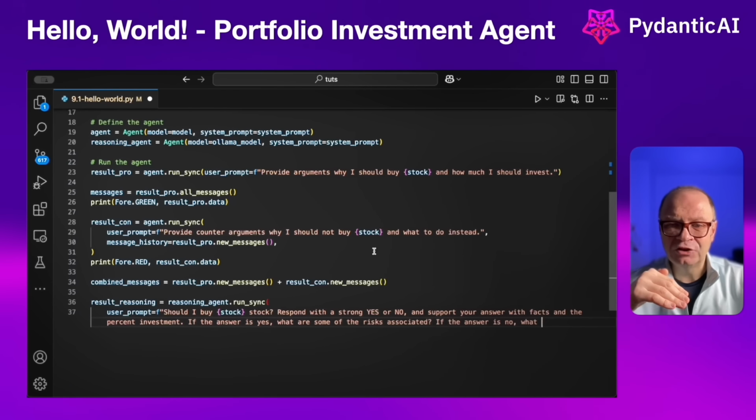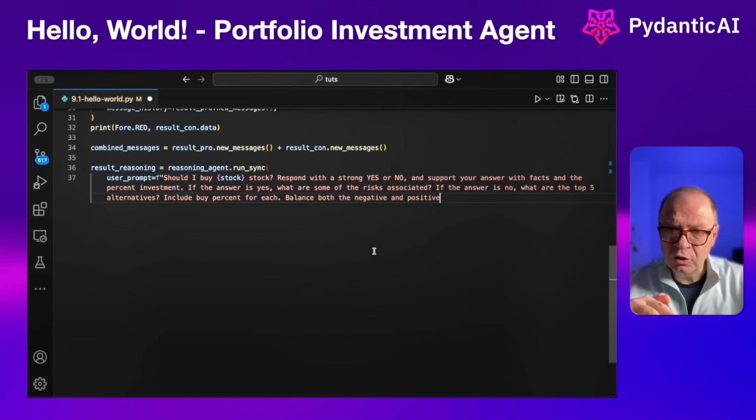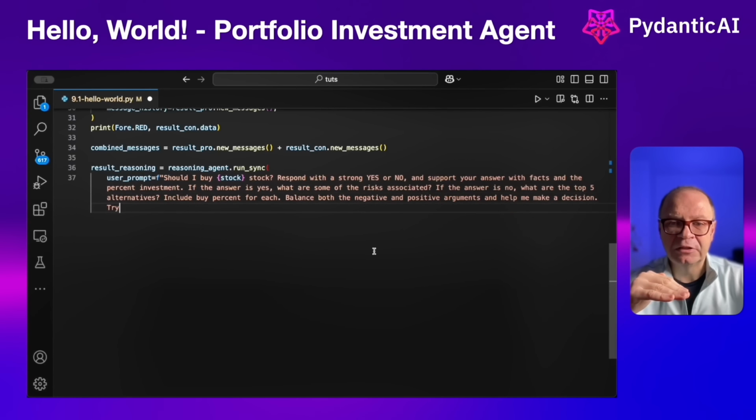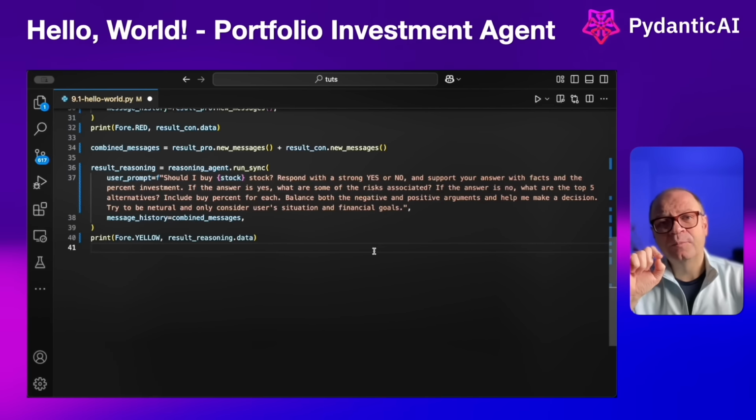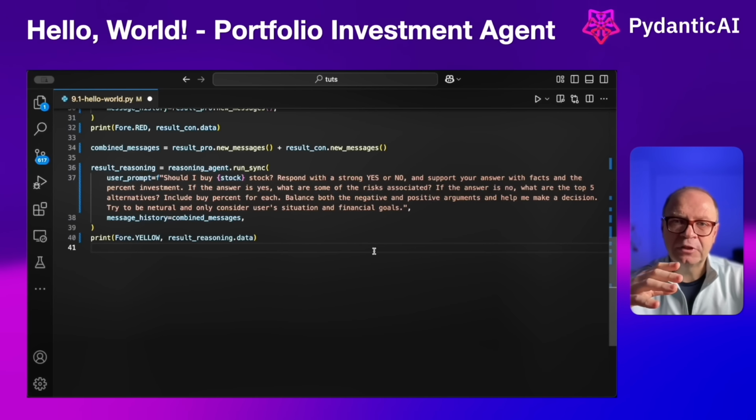The reasoning agent will respond, well, should I buy the stock? Respond with yes or no. So we need a definitive answer, yes or no. And then provide some alternatives. Again, a very descriptive system prompt. By the way, just a small parenthesis here. If you ever struggle to write descriptive system prompts, you can also use ChatGPT or any other AI to just get the prompt. And sometimes ChatGPT is able to come up with a very descriptive system prompt, which you can then plug into your agent network.